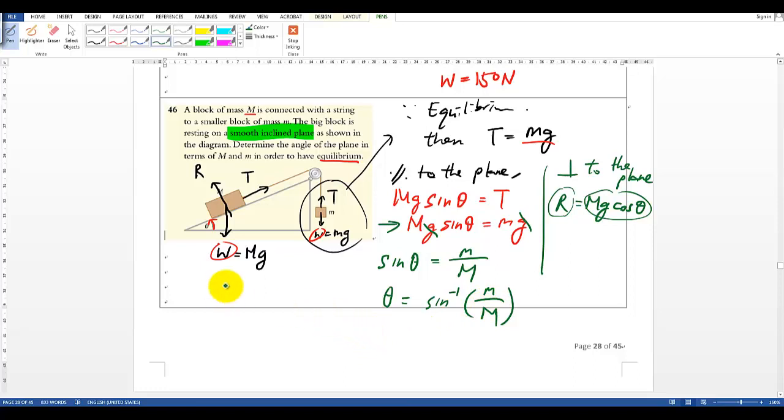So again, you can try to think about what if big M is much bigger than small m, or what if small m is actually much bigger than big M, or what if small m is actually equal to big M. So I'll leave it to you. You can think about different scenarios based on what we find here.